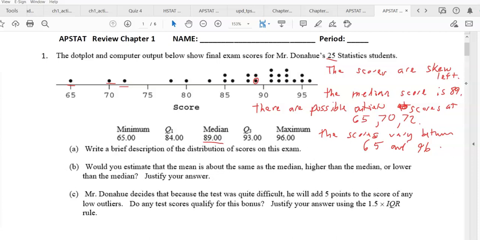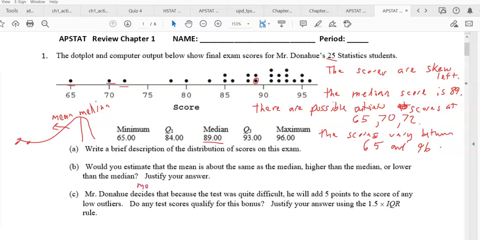Okay. If you estimate the mean, is it about the same as the median, higher than the median, or lower than the median? Well, it's skewed left. So whenever the data is skewed left, which certainly is the case here, that mean gets pulled with the skew. The median might be close to the peak there, very likely. But the mean is going to get pulled to the left with the skew. These values out here to the left have a huge effect, so the mean gets smaller. And it's okay to say it like that.